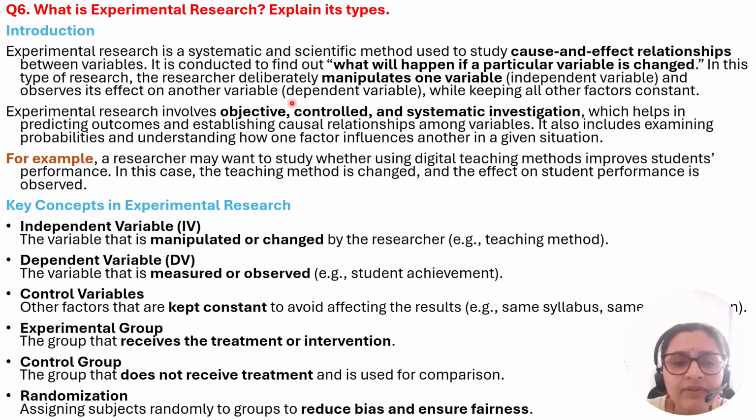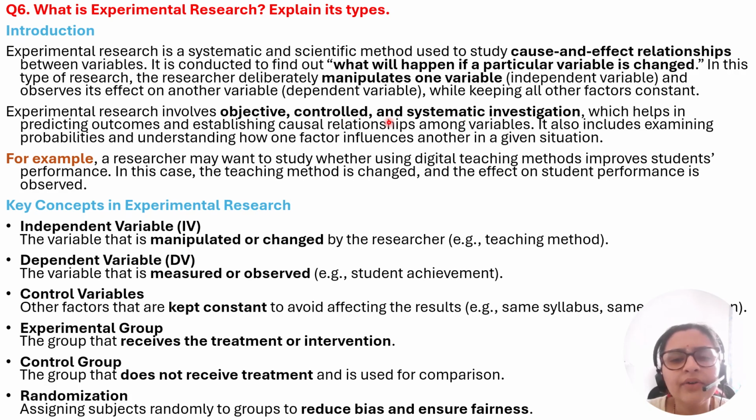The researcher will deliberately manipulate or change one variable, that is the independent variable, and will observe its effect on the other variable, that is the dependent variable. He keeps all the other factors constant. So he keeps on changing the independent variable and observes the effect that is caused on the dependent variable. Now experimental research involves objective, controlled and systematic investigation.